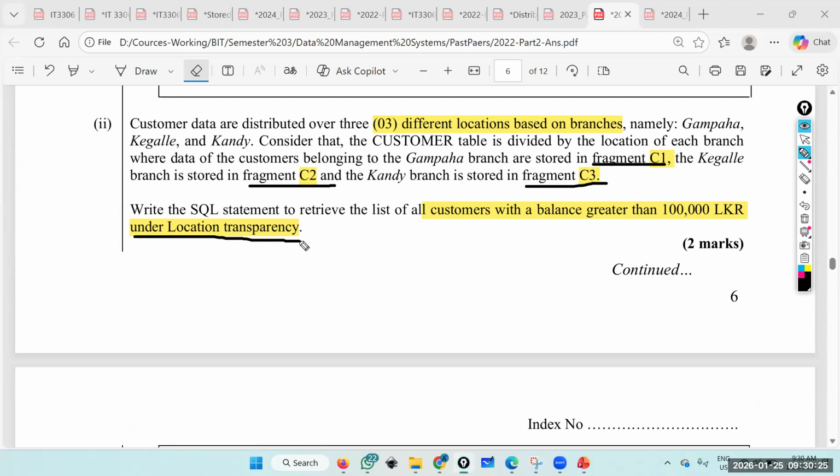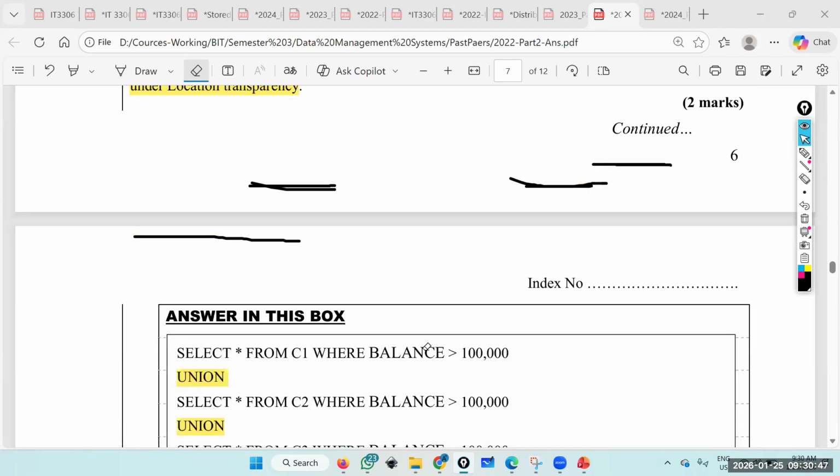So that is what I thought earlier, that we don't need to consider the fragment as well. But the examiner has considered it location transparent, but not fragment transparent. So therefore, you need to refer to fragments. But again, there's a valid question. If you refer to the fragment, balance greater than 100,000, yes, you refer to the fragment. That means each fragment, and so on, but this is an additional thing.